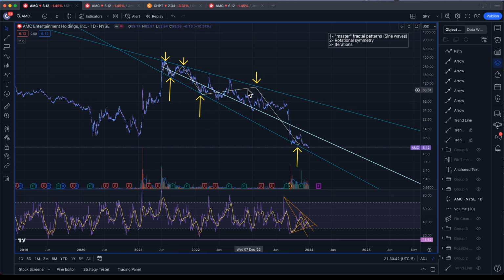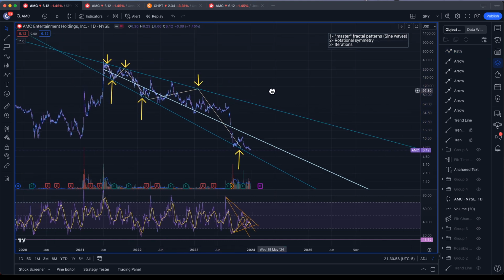Now, I'm not an Elliott wave guy. I'm not going to count these things out. If you're an Elliott wave person and want to count them out, go for it. But this is basically what I'm saying is happening. 1, 2, 3, 4, 5, 6, 7, maybe 8. I don't know.